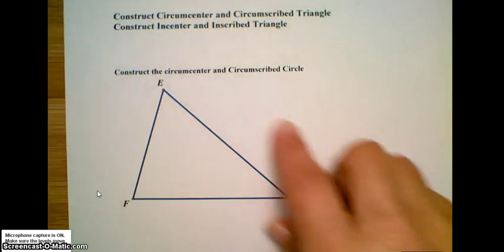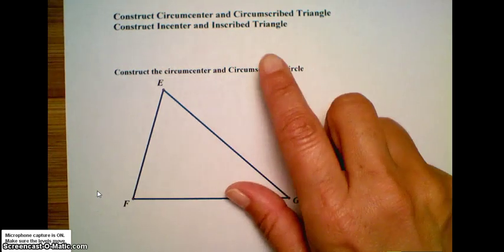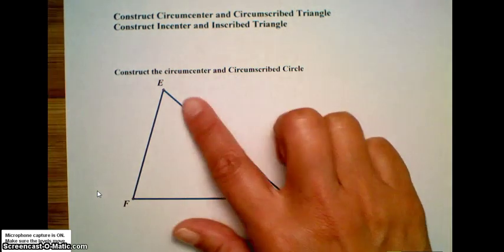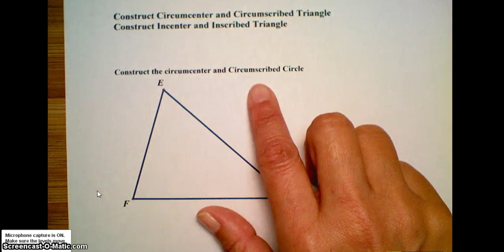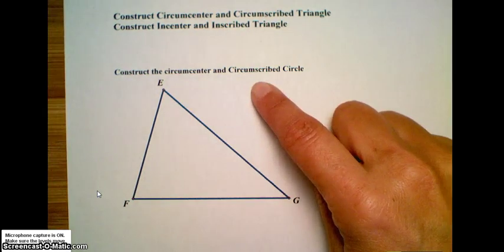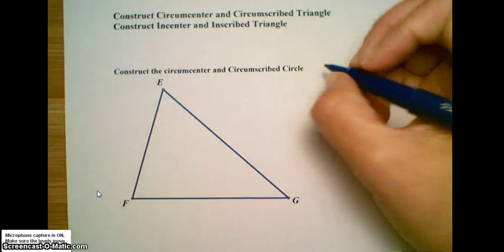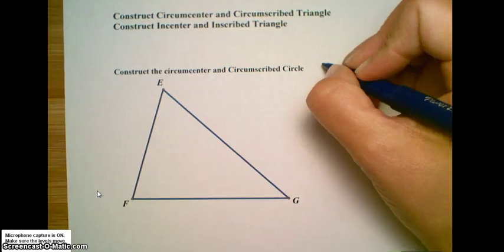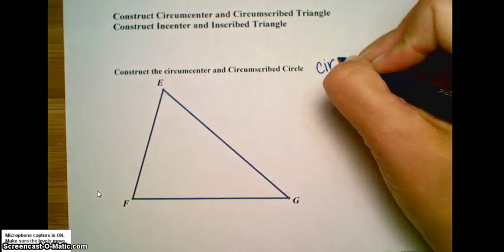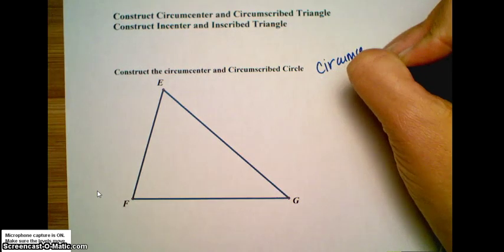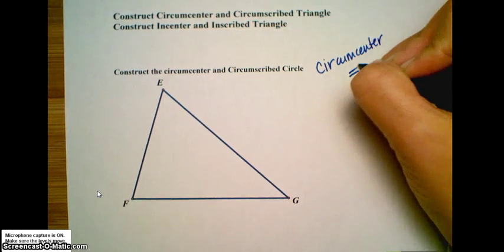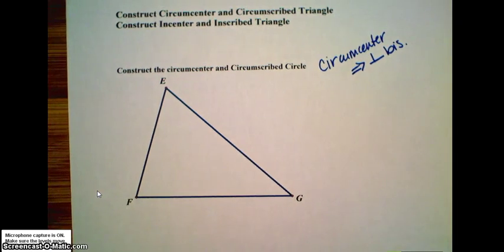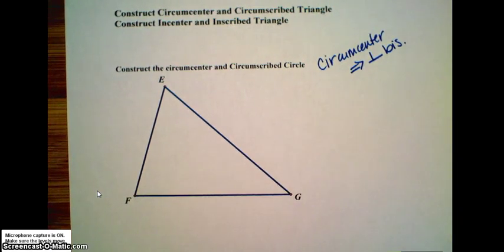Okay, so the directions say construct the circumcenter and circumscribed circle. Sometimes the directions will just say construct the circumscribed circle. You're expected to know that that goes with the circumcenter. You're also expected to know, and the thought that should pop into your head is, that circumcenter implies perpendicular bisectors.